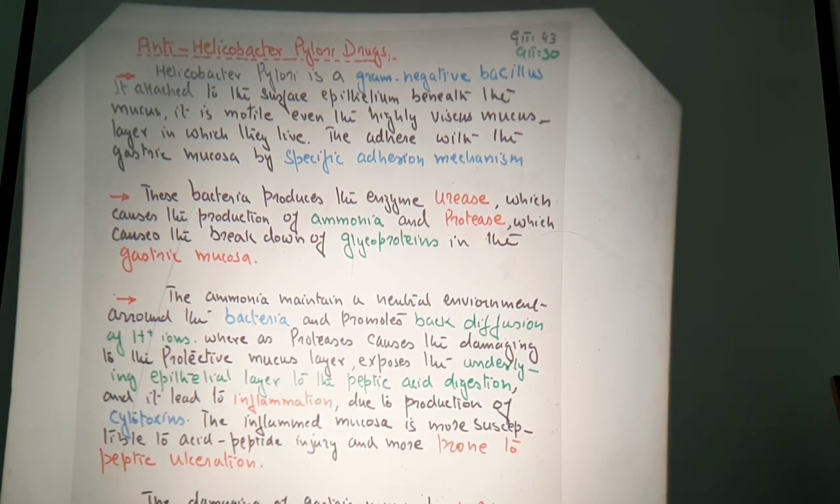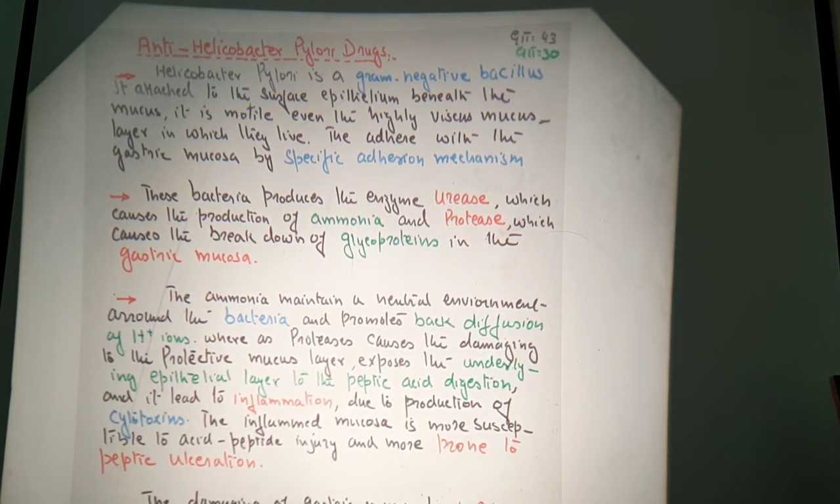Now you know that some microorganisms are non-motile, and some are motile, meaning they show movement here and there. So Helicobacter pylori is a highly motile bacteria, because the viscosity of the mucus is high. So in the viscous mucus it can move from under the mucous membrane. Due to this movement in the highly viscous mucus, they adhere to the gastric mucosa by a specific adhesion mechanism.